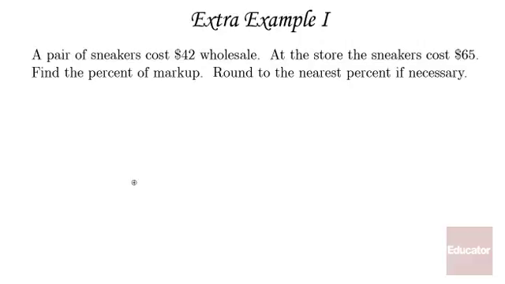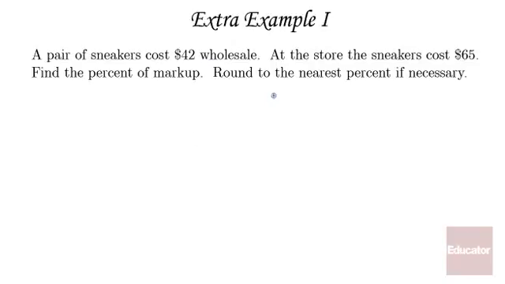A pair of sneakers costs $42 wholesale. At the store, the sneakers cost $65. Find the percent of markup. Round to the nearest percent if necessary. Wholesale represents the price that the original people may sell an item. Usually wholesale represents that they're selling in a large amount, so they can sell the item for cheaper, and then the store will mark up the amount.